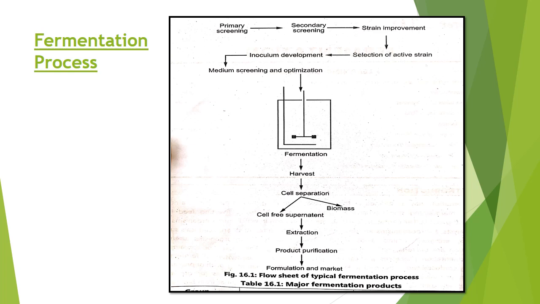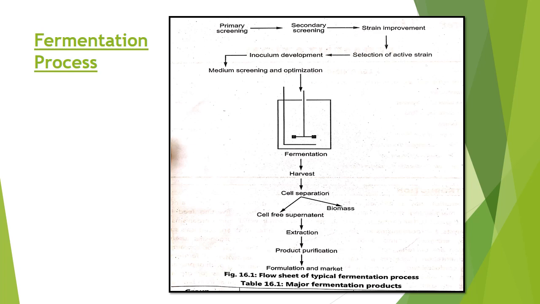After the selection of the appropriate strain, we will go towards inoculum development. In this step, we will develop our inoculum which is helpful in the further fermentation processes. In fermentation, a single loop pool of culture cannot be used. That's why the inoculum is developed in a larger quantity.